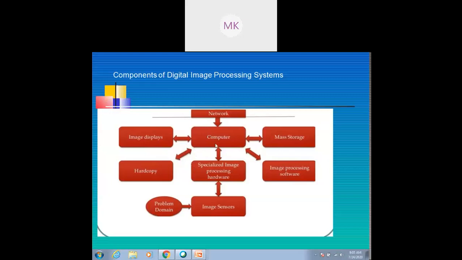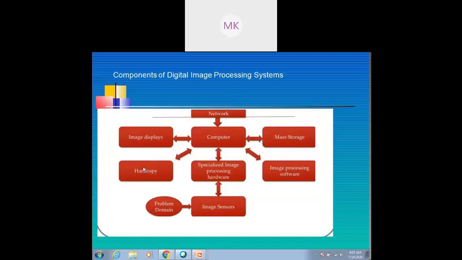Then third is the computer, which is a general purpose computer, and it can range from a PC to a supercomputer. Next is mass storage, which is used for storing the given image. This can be in three types: first is short-term storage, second is online storage, and third is archival storage. Short-term storage requires frame buffers as well as some memory systems for storing the image, whereas online storage requires magnetic disks as well as optical memories in order to store the images, and archival storage is used in infrequent applications.